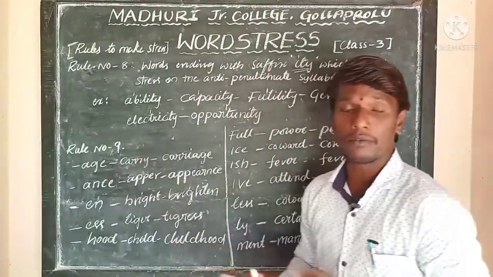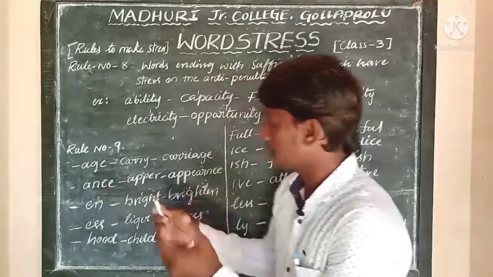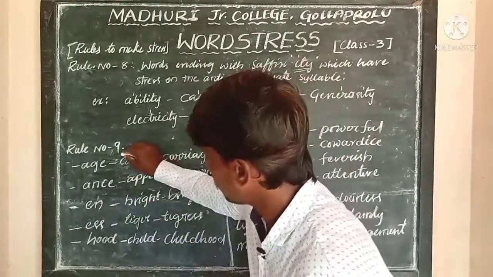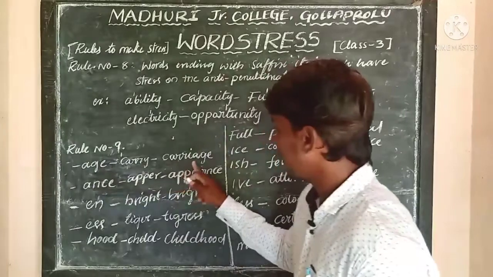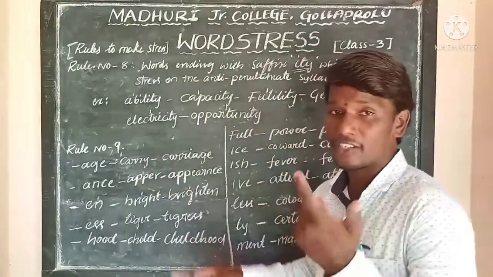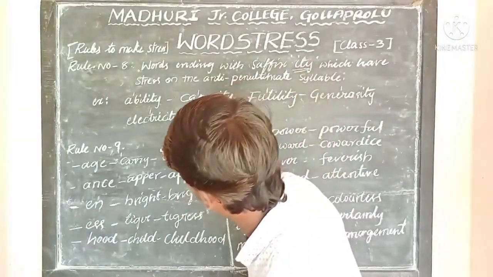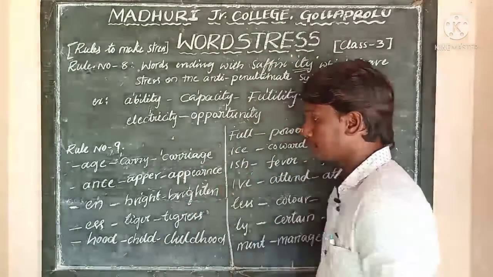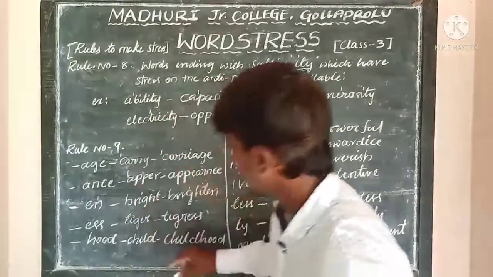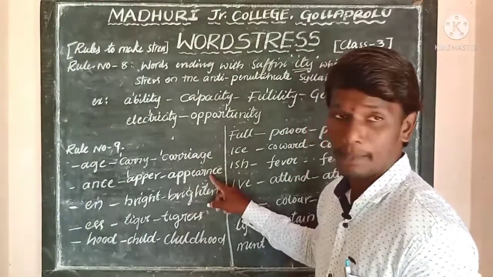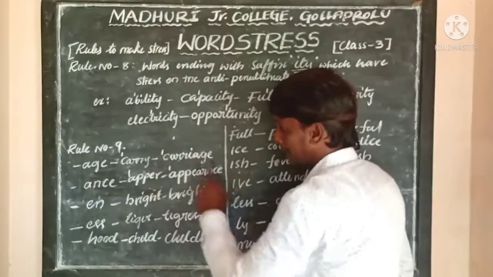Even when we add derivational suffixes to the root word, stress is not affected. For example, age: carry is a disyllabic word, so the stress is on the first syllable. Even after adding the suffix, carriage is a noun form, and the stress is still on the first syllable. Now ance: appear is a disyllabic word with stress on the first syllable. But here, appearance, we added ance to appear, and the stress stays on the first syllable. So stress is not affected even after adding derivational suffixes.